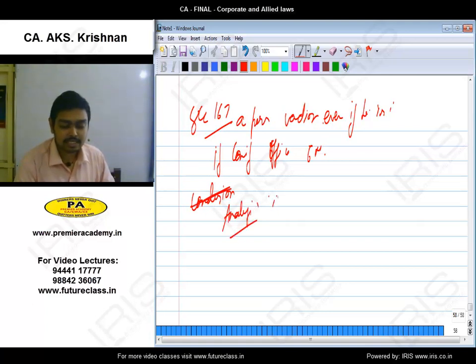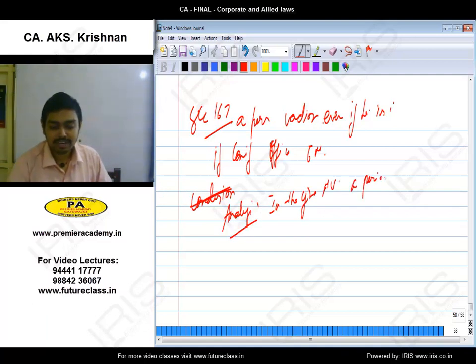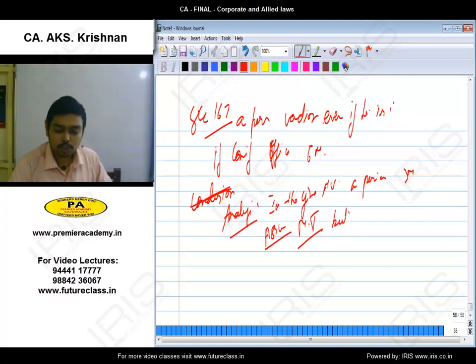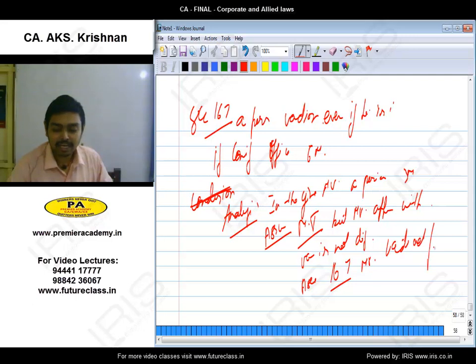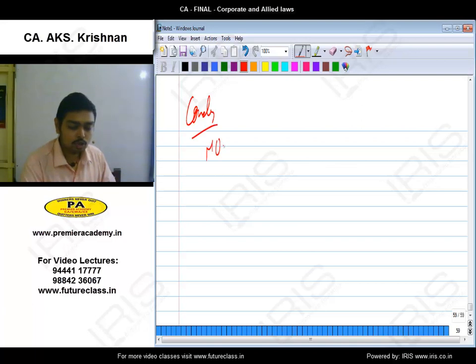Analysis. In the given case, Mr. Vasu is sentenced for a period of 7 years. Assumption: it is for moral turpitude, because it's not given there, so you have to assume it. But Mr. Vasu has appealed within time. Hence, Mr. Vasu is not disqualified. But as per section 167, Mr. Vasu has to vacate the office and file an appeal. Conclusion: Mr. Vasu has to vacate the office even though he is not disqualified.